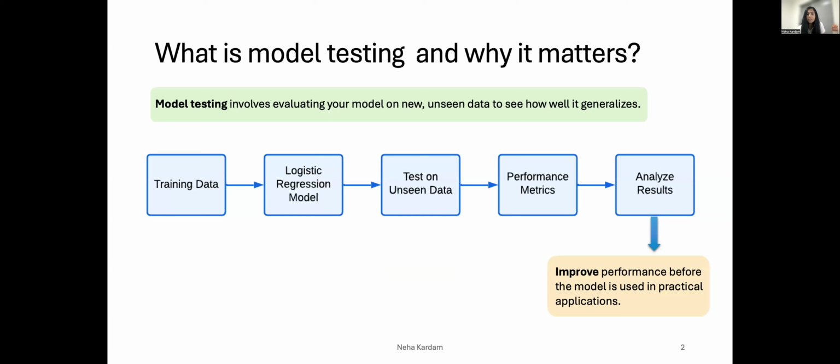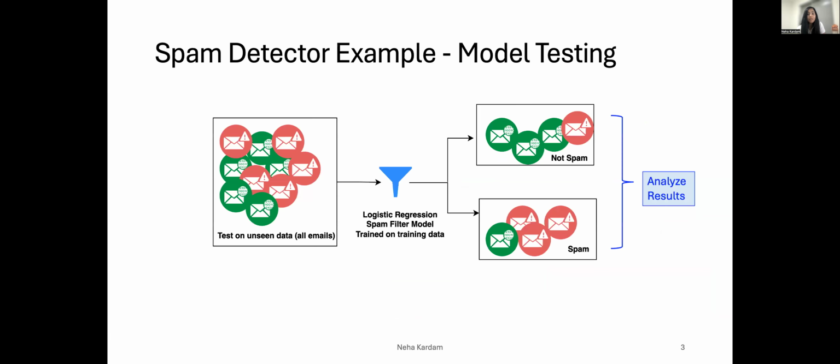Why is this important? Because testing reveals the true performance of your model and catches potential issues before deployment. Always make sure your model is ready for the real world. Let's look at a practical example, a spam detector. Imagine your logistic regression model has been trained to distinguish between spam and non-spam emails. But how do you know if it's ready to handle new emails?